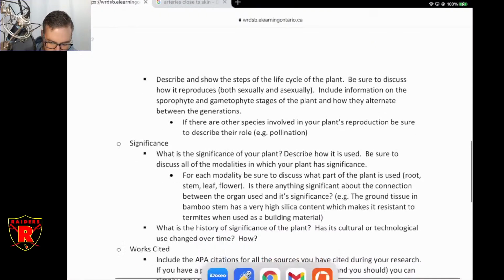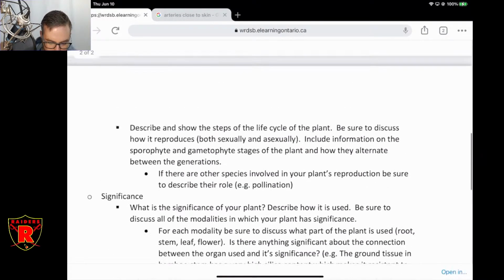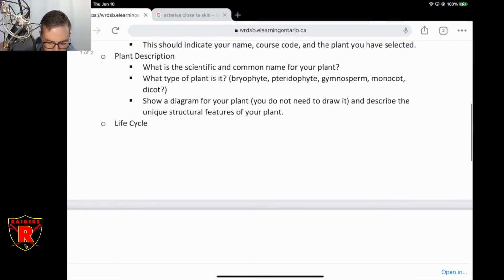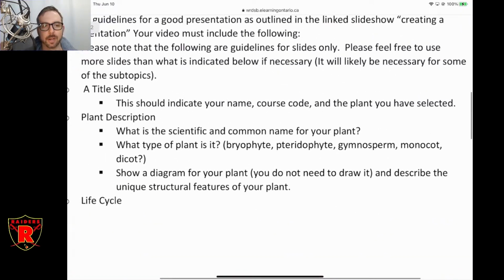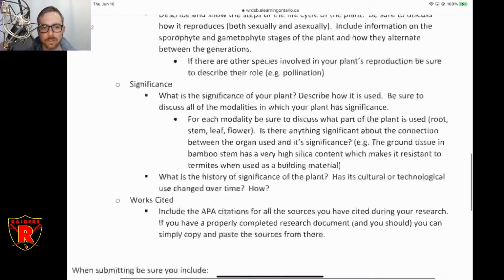Then you're going to tell me about the significance of the plant. This is really where you're going to use your knowledge of the physiology and anatomy of plants. Plus, obviously, part of this is describing the plant, right? You're going to be telling me about the flower, about the leaves of the plant, about the stem of the plant, about the root of the plant. You're going to be incorporating your anatomical plant knowledge there.